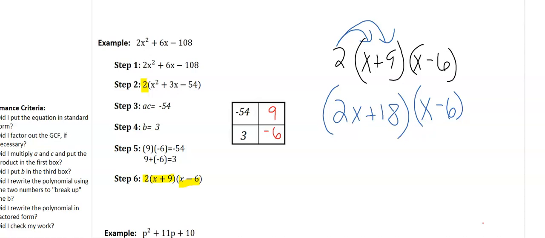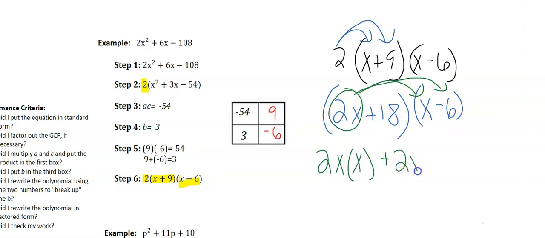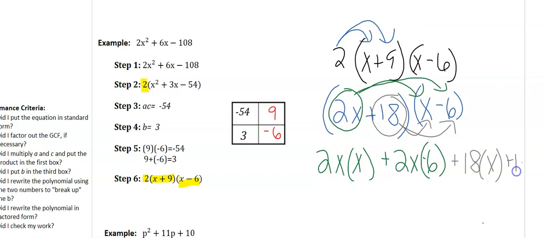So I would have this 2x multiply x, and that 2x multiplies to that negative 6. So I can add 2x times negative 6. And then we have this 18 I need to multiply to every term. So I have 18 times x, and I have 18 times a negative 6.